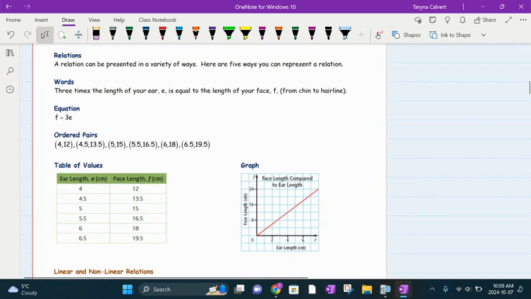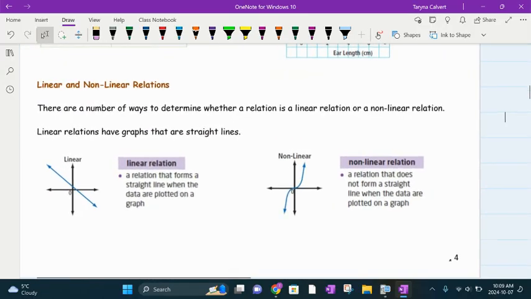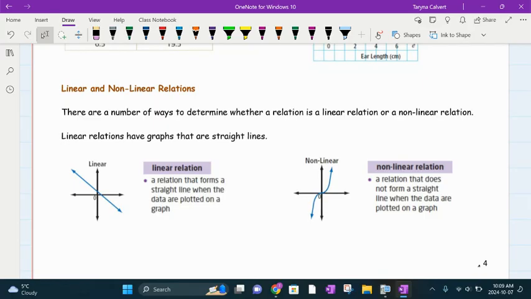Right? But again, to be able to do a graph, we have to be able to look at the ordered pairs or table of values. Right? Talked about this last day. Are we very clear on the difference between linear and nonlinear? Right. If it's not a straight line, it's nonlinear. Simple as that. Okay. So all straight lines are considered linear relations.